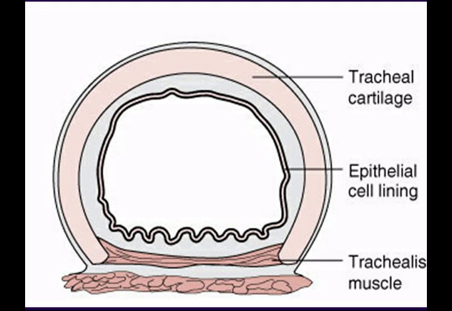Here's what the tracheal cartilage would look like. You can see I've got this tracheal wall here. I have an interior epithelial lining, which is what kind of tissue? Okay, pseudostratified ciliated columnar epithelium, all the way down. And you can see that you have basically a trachealis muscle and then the esophagus behind it. So there's not much separating the two structures.